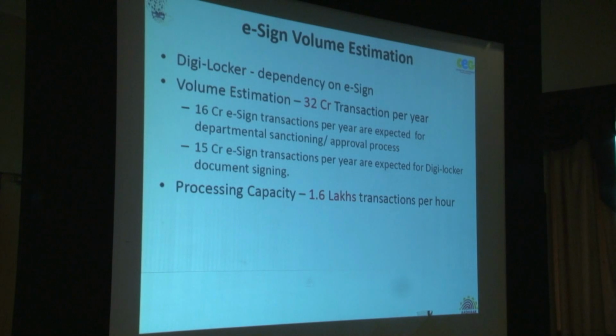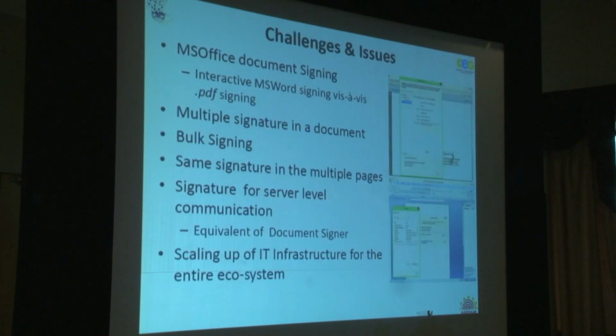16 crore will come from the business processes of the government, like approval, sanctioning, and other things. And 15 crore will come from the issuer uploading documents to DigiLocker. So this is the volume that we are gearing up for in building our infrastructure scaling. Processing capacity, we have done some calculations, some jugglery with the numbers, and it has come out to 1.6 lakh transactions per hour. So that is the capacity that I need to build in order to cater to eSign for the entire state. So what are the challenges?